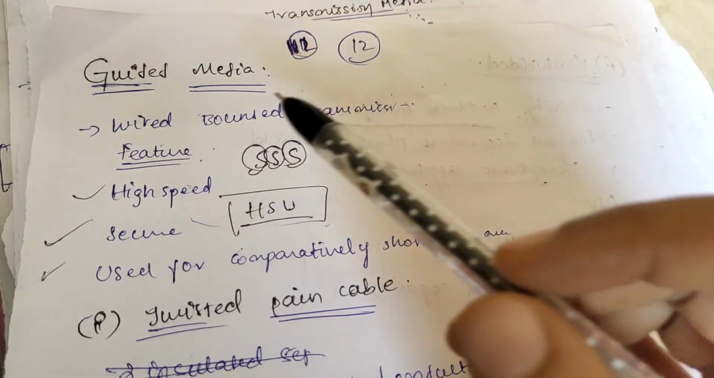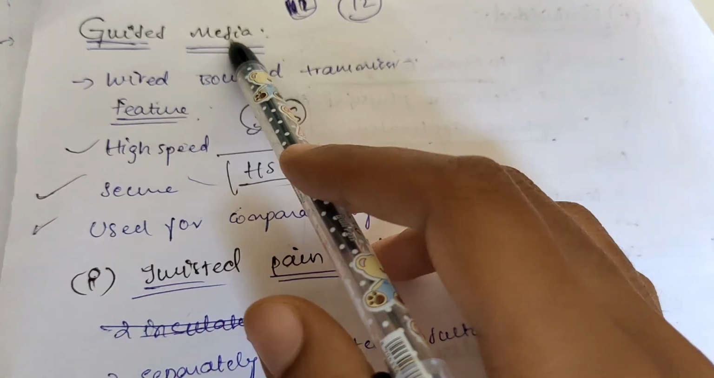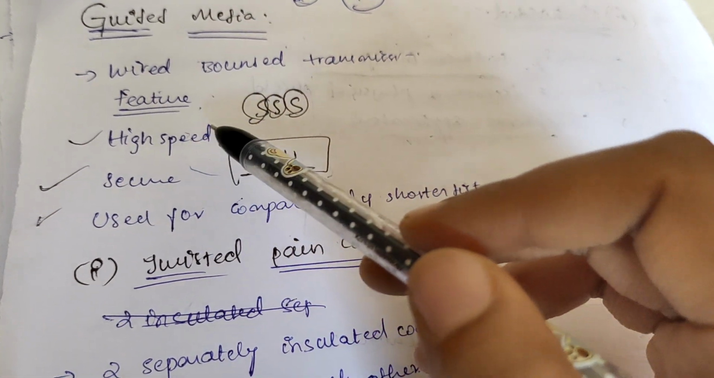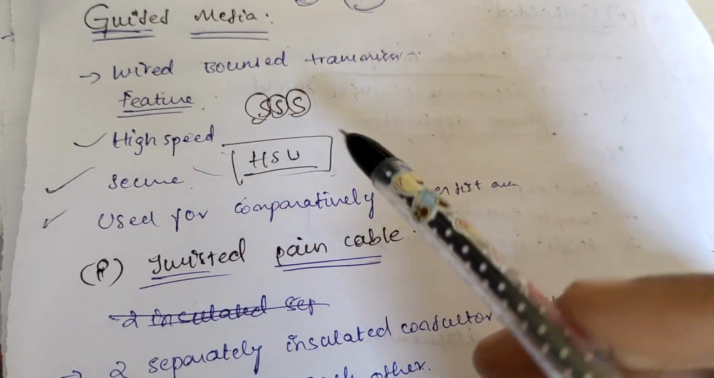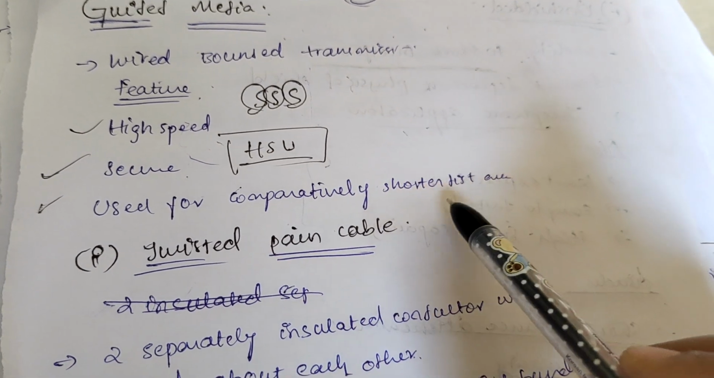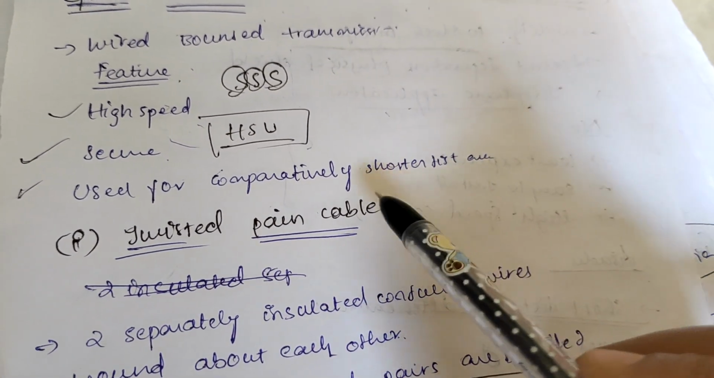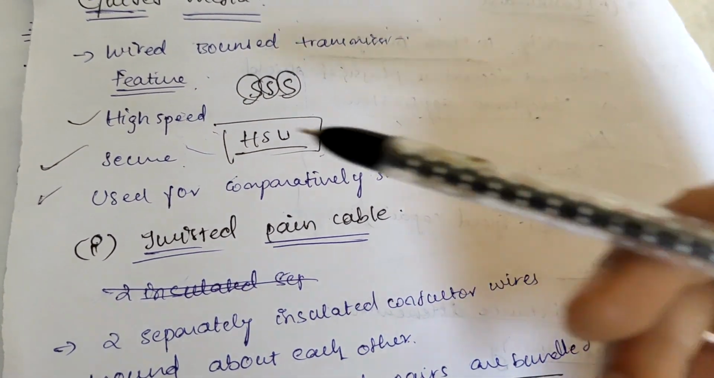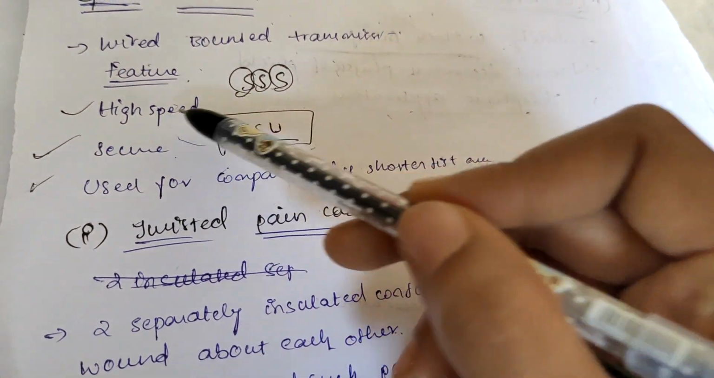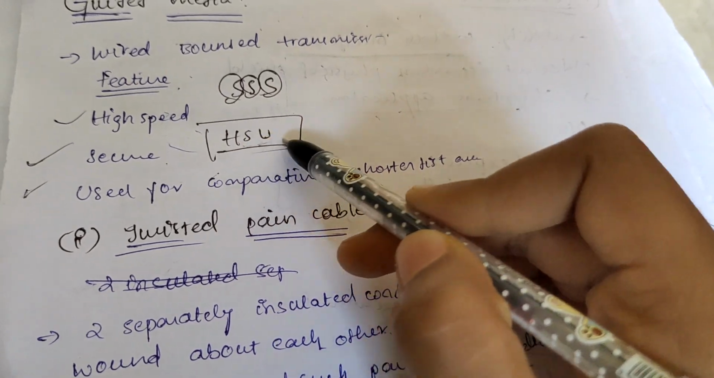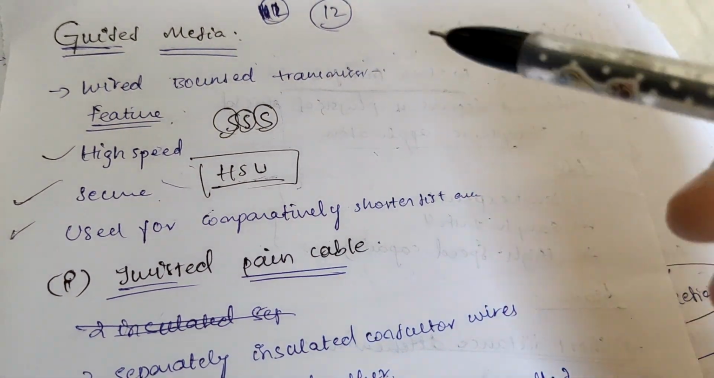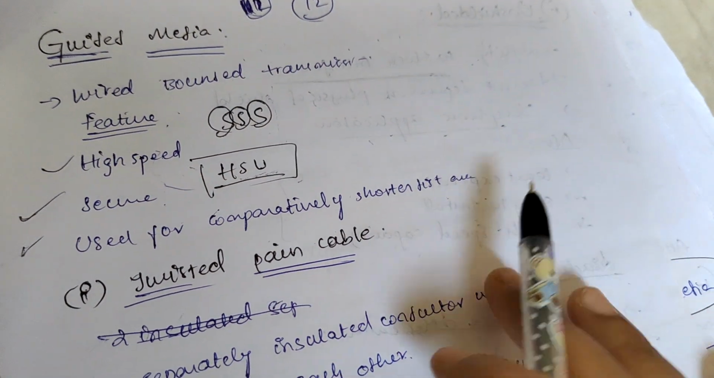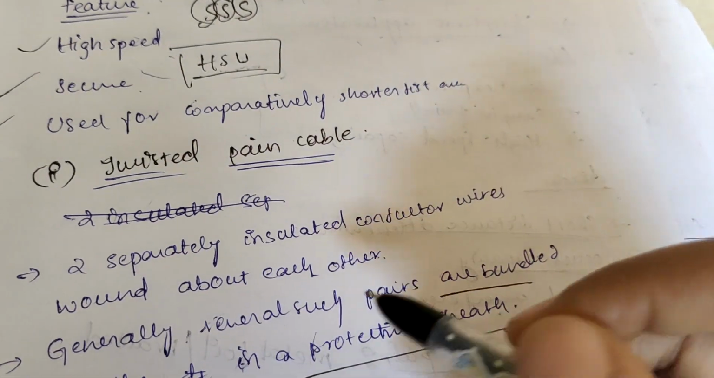Next, what are the features of this? In guided media, we can transmit data at very high speed and in a secure way, and it is comparatively used very well for shorter distances. The shortcut for remembering this is HSU. This topic is useful for your semester exams, so keep watching guys, don't skip the video.